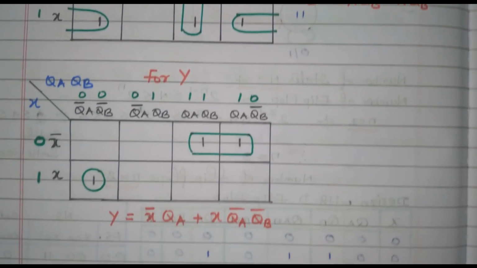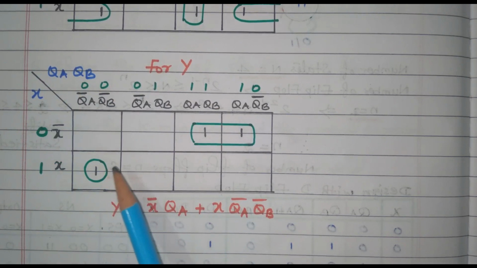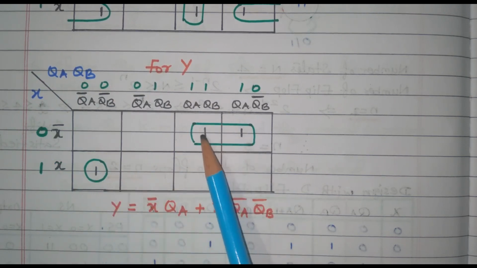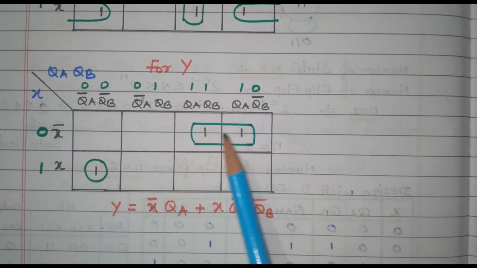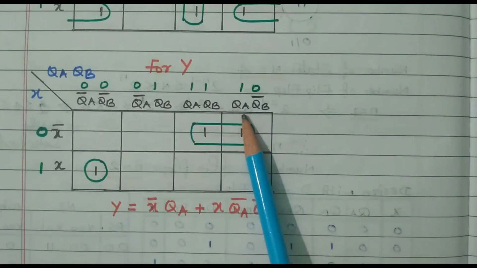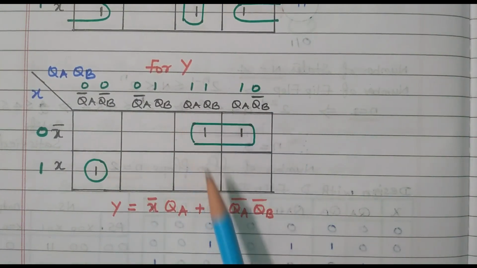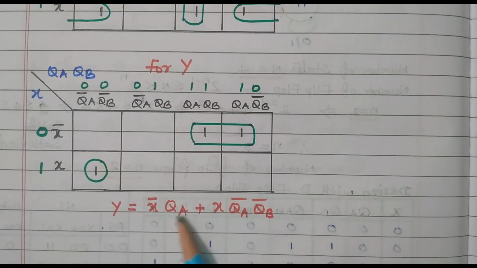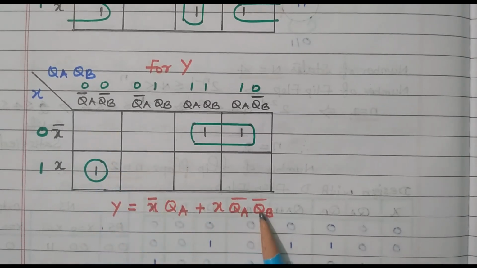Then we will go to the output Y. The input is X, QA, QB. From the table, there are 3 ones available. These two are grouped together, and this one is available individually, alone. While grouping these two, we have X bar. In the third and fourth column, QB bar got cancelled and only QA is available. So, X bar QA. For the single one, we have X QA bar QB bar. Now, we got the expression for the output also.